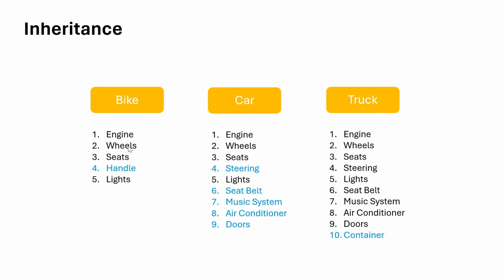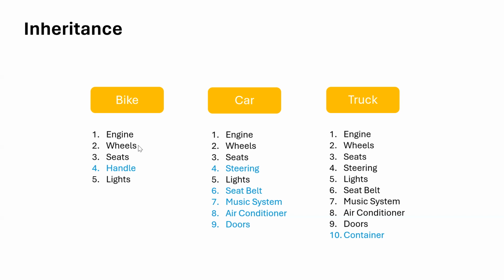So here, if you observe, the bike, car and truck are sharing some common properties. Bike can have engine, car can have wheels, and truck can have engine, wheels, seats and so on. So how will you implement these classes?